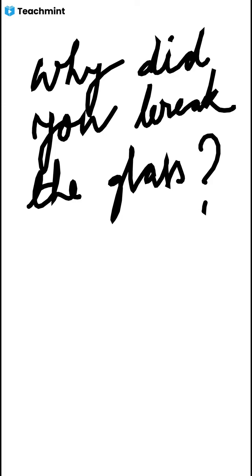Now, students, if some of your concept is not clear, how to do voice changes with interrogative sentences, you see here, why did you break the glass? See, this "did". Why do we require this "did" verb as a helping verb? This is a helping verb or auxiliary verb. So if it is a helping verb, why do we require this?